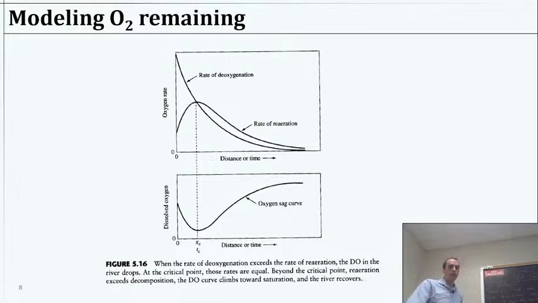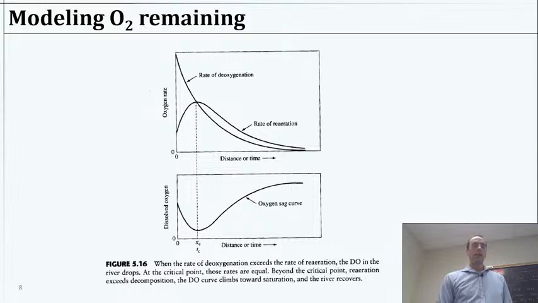Here's just the book's description or demonstration of the typical rates. At the top, we have oxygen rates. So the rate of reaeration, I kind of mentioned this, starts off fairly slow. There's not a whole lot of oxygen missing at first, so the rate of reaeration is not happening very quickly. And then it reaches a maximum at the same point where the deficit is at the maximum, right? So the maximum deficit is our maximum reaeration.